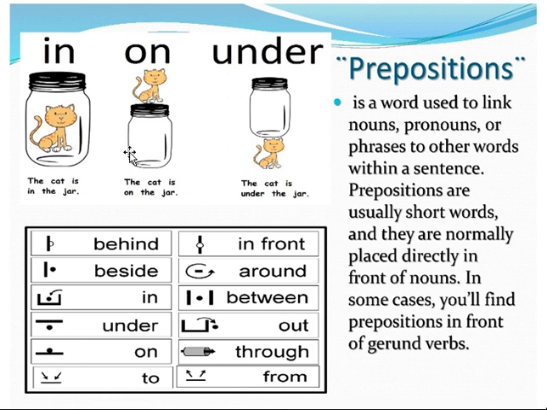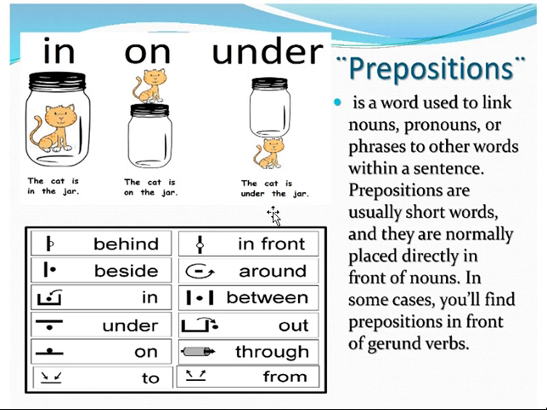In, something is inside; on, which is on something else; under, which is under someone else. So the cat is in the jar, the cat is on the jar, the cat is under the jar. Suppose the first sentence, the cat is the jar. So how does the sentence look, student? Does it mean something?